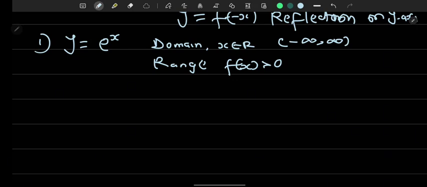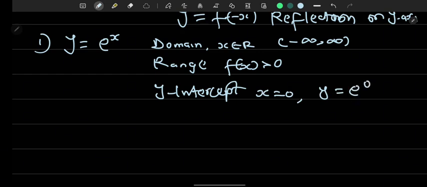So what of the y-intercepts? There is a y-intercept here. The y-intercept occurs when x is equal to 0. So when x is equal to 0, what will happen to the given function? This is exponential 0, and this is 1. Which implies that the y-intercept here is (0, 1).